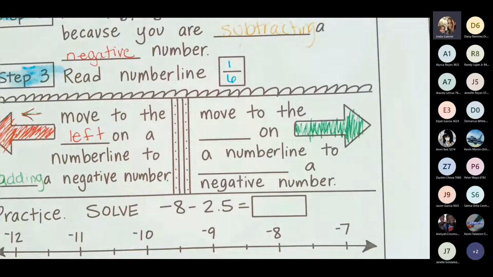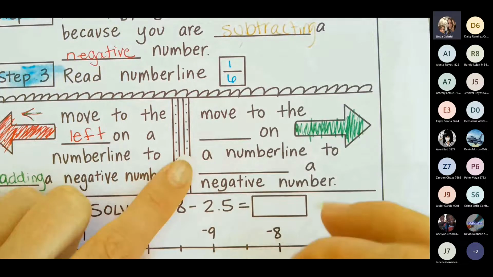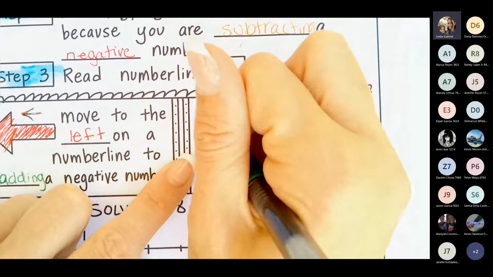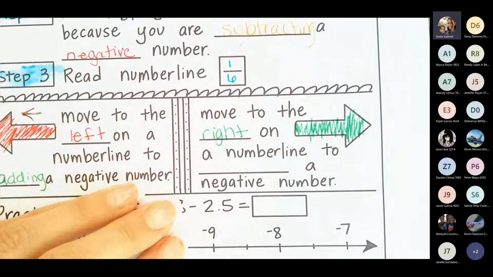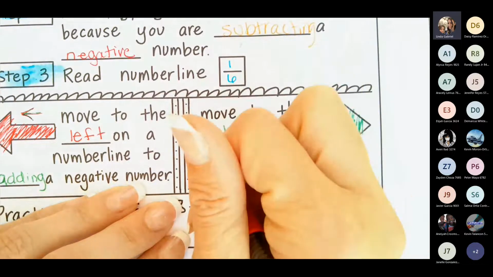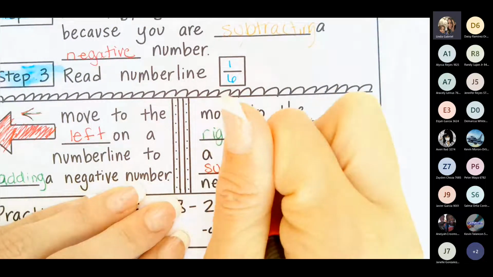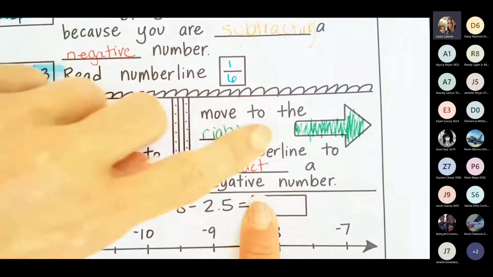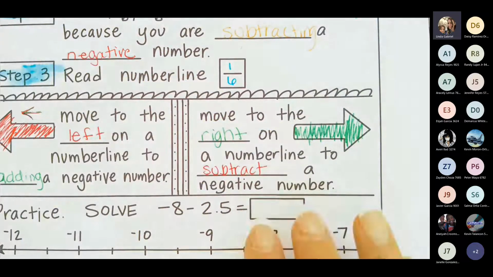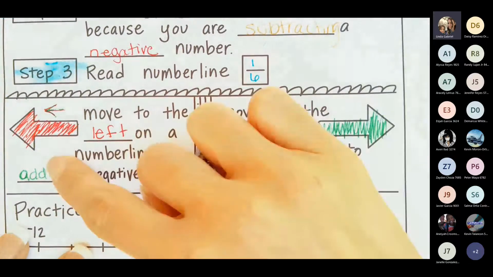But our rule applied to math theory, we move to the right on a number line to subtract a negative number. So in order to subtract a negative number, we need to move to the right. So when we added a negative number, we moved to the left.